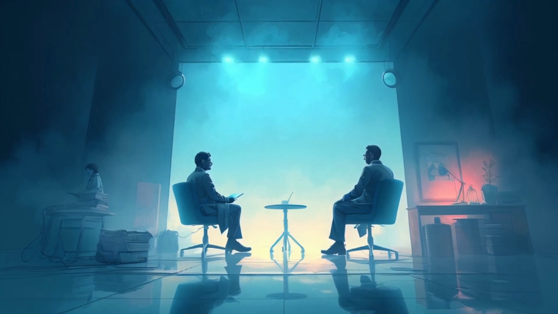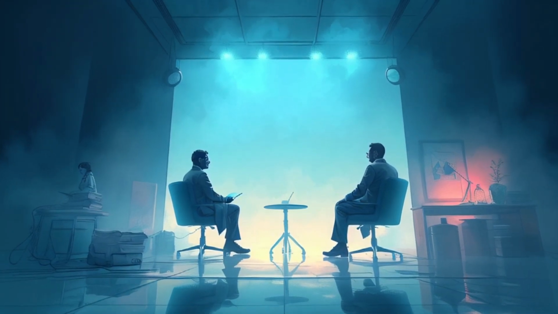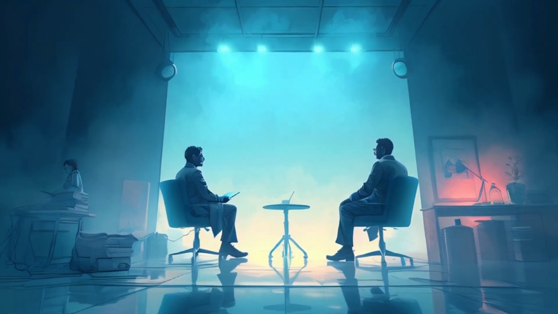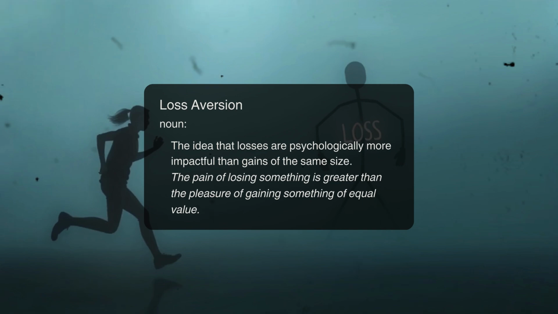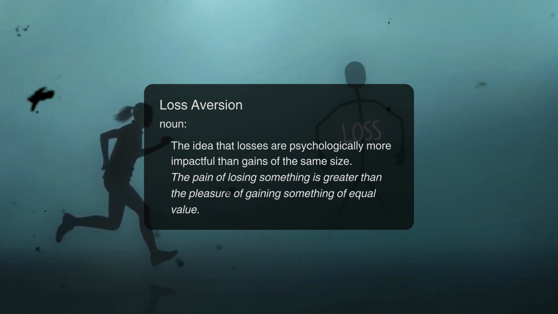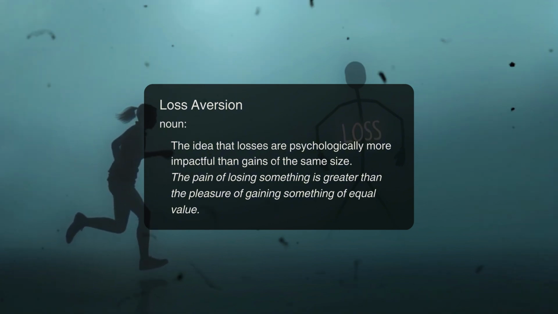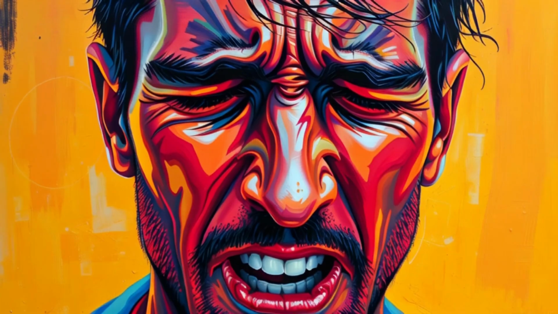Loss aversion is a concept from prospect theory, which was developed by psychologists Daniel Kahneman and Amos Tversky. It refers to the idea that losses are psychologically more impactful than gains of the same size. In other words, the pain of losing something is greater than the pleasure of gaining something of equal value.